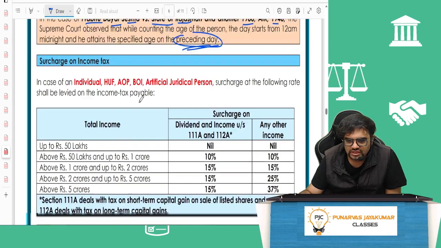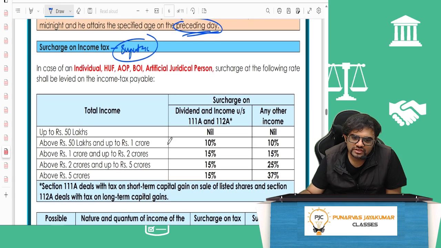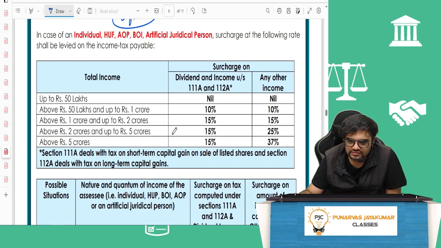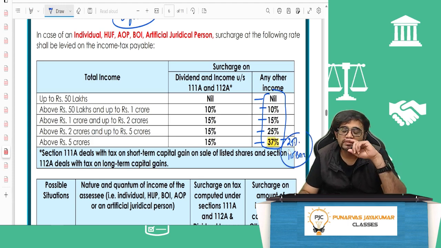Got it? Now, surcharge on income tax. Surcharge is like a super tax. In case of individual, HUF, AOP, BOI, artificial juridical person, surcharge at the following rate shall be levied on the income tax payable. You see any other income now. Up to 50 lakhs, nil. You see 10, 15, 25, 37. This you have to remember, guys. Up to 50 lakhs, nil. Above 50 lakhs, up to 1 crore, 10%. Above 1 crore, up to 2 crore, 15%. Above 2 crore, up to 5 crore, 25%. And above 5 crore, 37%. And guys, this 37% has become how much? Still remains 25% under 115BAC. If you opt for 115BAC, it will be 25%.